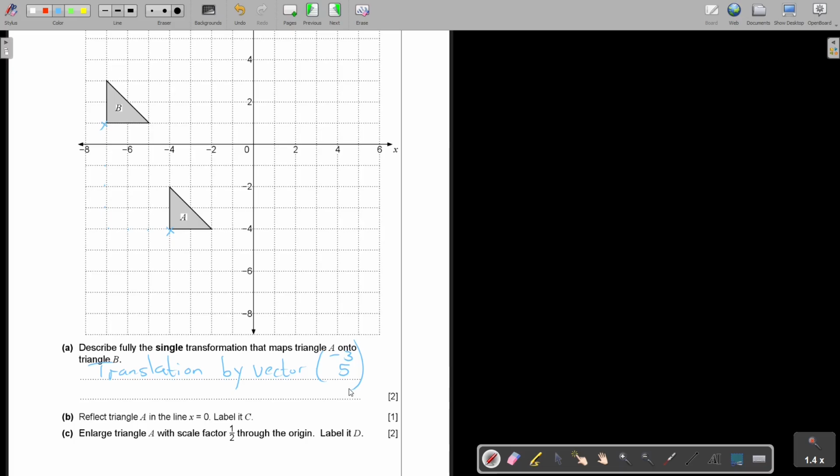Reflect triangle A in the line x equals 0. Now, where is the line x? It's not the x-axis. It's x equals 0. It cuts the x-axis. And where does it cut the x-axis? It cuts the x-axis there. Okay, did you see? So it's this line. Okay, it's actually the y-axis, but the equation is x equals 0.